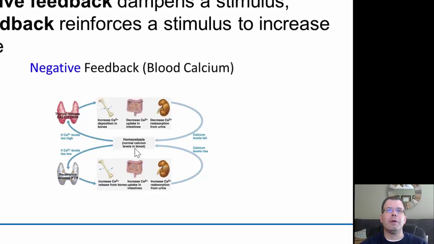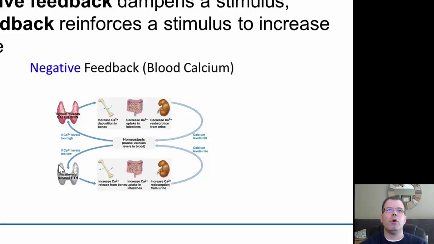Typically in homeostasis, you have normal calcium in the blood. But if the calcium levels get too high, your thyroid will release this thing called calcitonin, and that will cause an increase of calcium into the bone, a decrease in the amount of calcium absorbed in the intestines, and also a decrease in reabsorption in the kidneys, so you secrete out more calcium. Okay, calcium levels fall, and hopefully they return to normal.